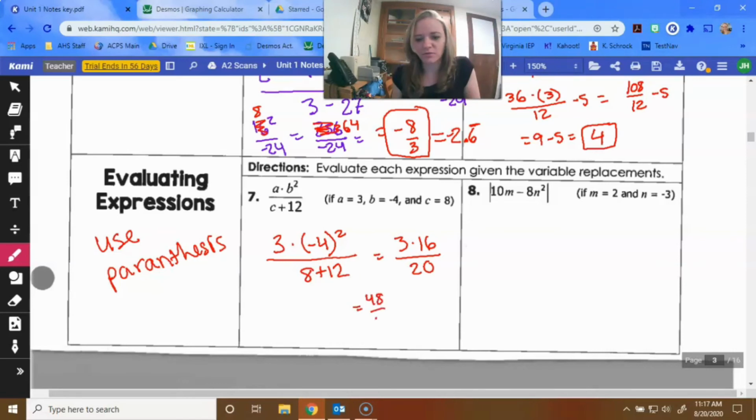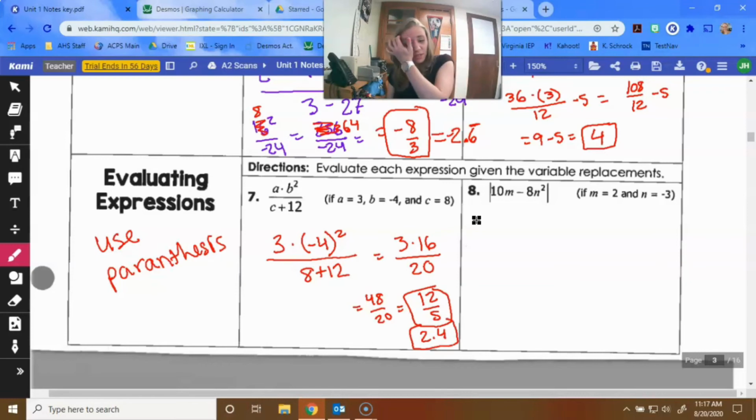48 over 20 is 12 over 5. Which would be, is it just 2? Yeah, 2.4. So either one of those, okay? So hopefully that's not too much trouble for you.